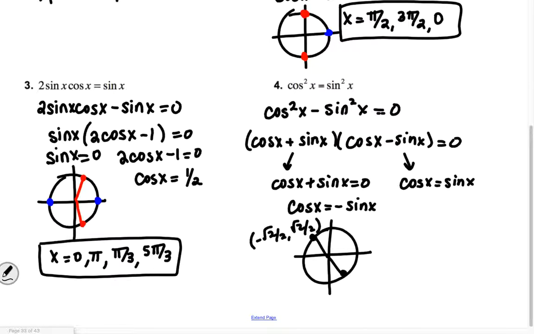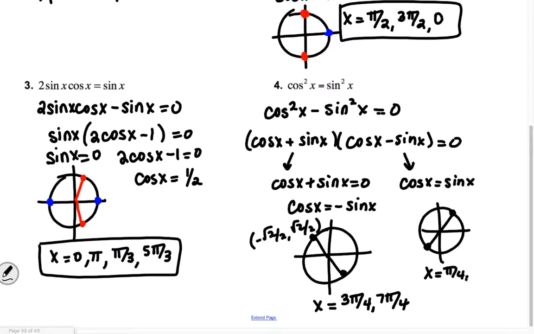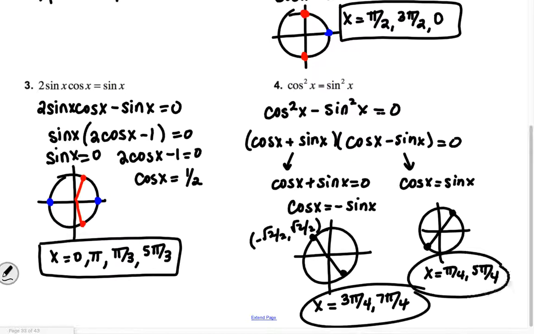Does it make sense? And then this one was the one that was like positive root 2 over 2 comma negative root 2 over 2. You with me? So what are the angles in radians for those? Yeah, 3 pi over 4 and 7 pi over 4. And then this other one is saying, well, when are my x and y values exactly the same? And that happens at pi over 4 and 5 pi over 4. So we end up with 4 solutions.